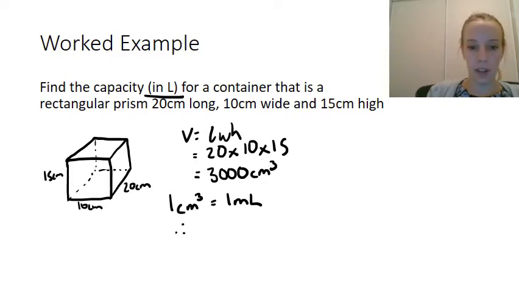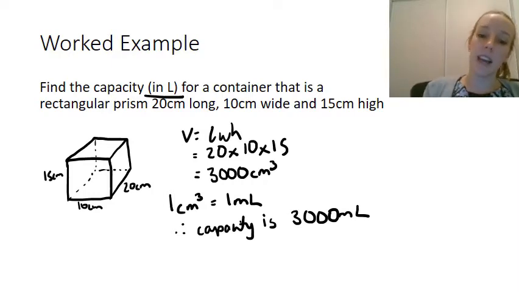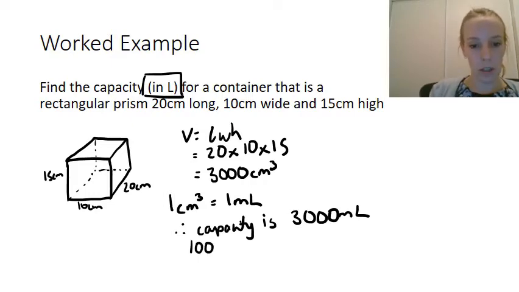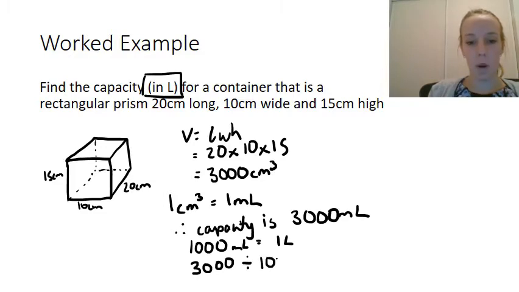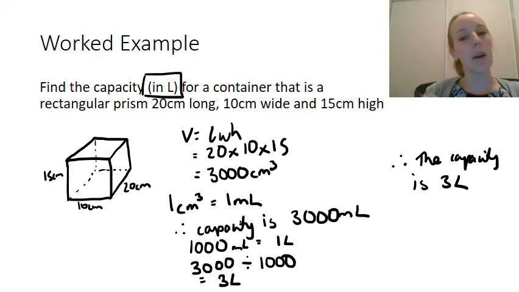So therefore capacity is 3,000 milliliters. But it doesn't ask us to give the answer in milliliters, it asks us to give the answer in litres. There's 1,000 milliliters equals 1 litre. So if we divided 3,000 by 1,000, we should be able to get our answer, and that's 3 litres. So we then write a worded answer: therefore the capacity is 3 litres. There we go. And that would be our answer to that question there.